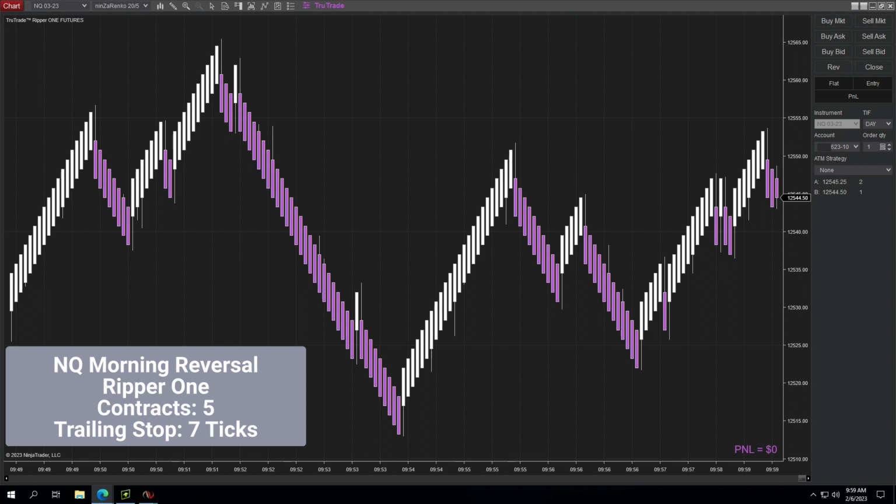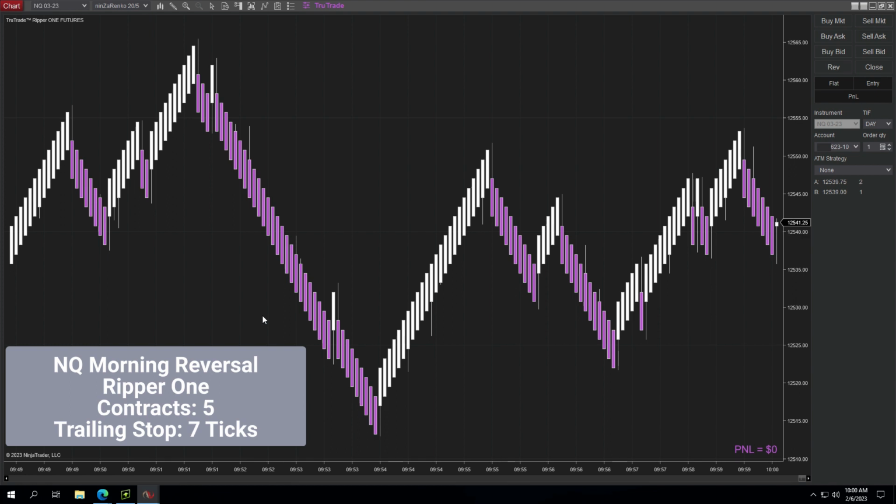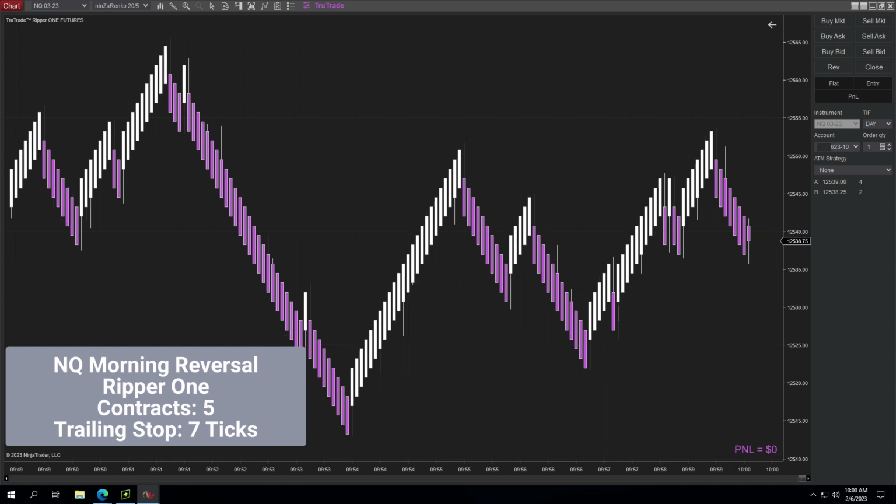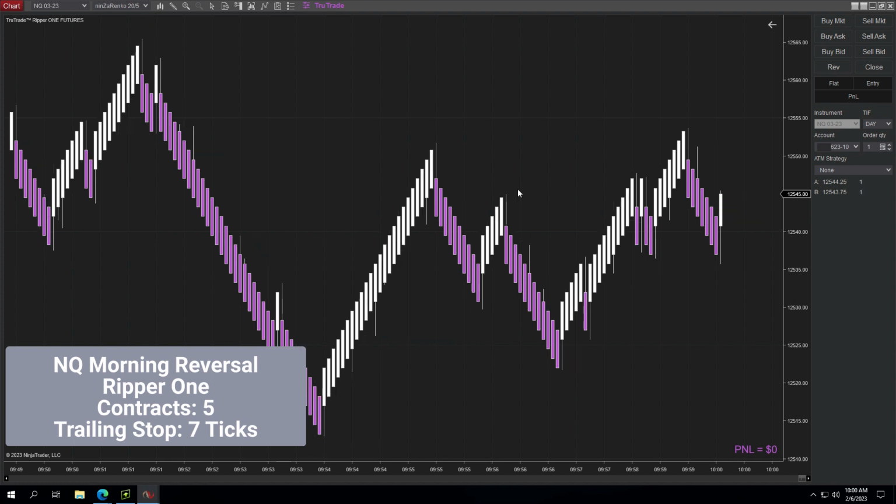We are going to be trading the NASDAQ today using Ripper One, which is a NinjaTrader automated trading strategy. We are trading five contracts today. We do not have a target. We're going to use a trailing stop, and you're going to see how we do with Ripper One today.